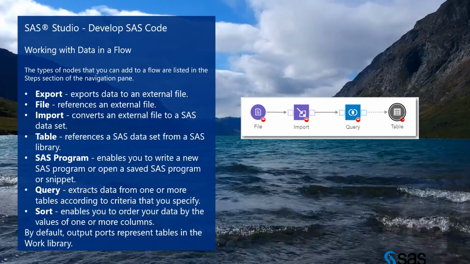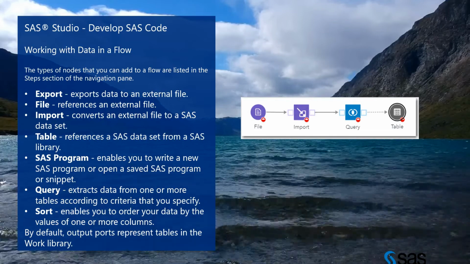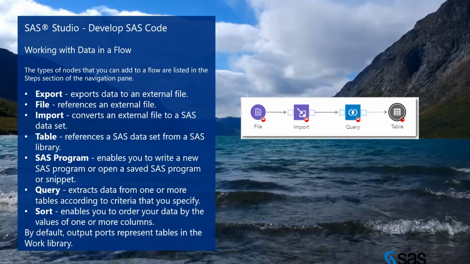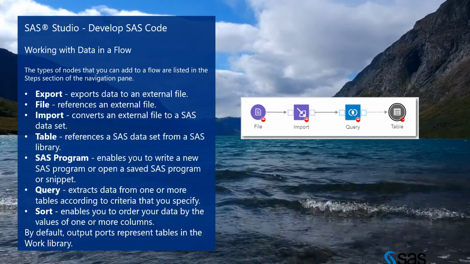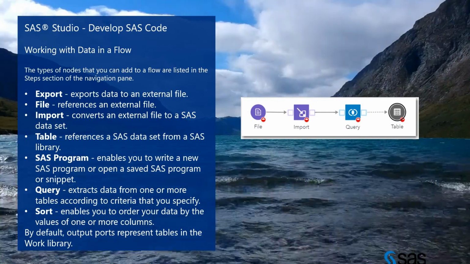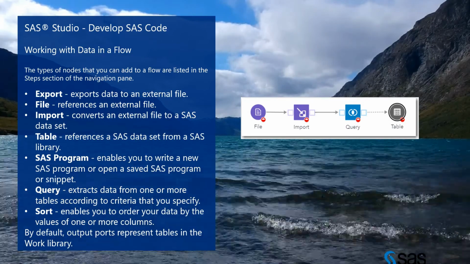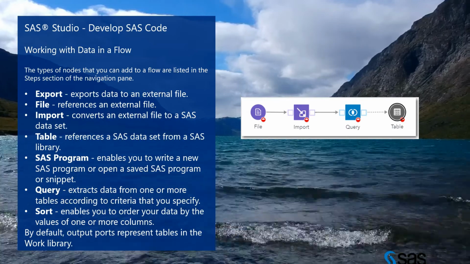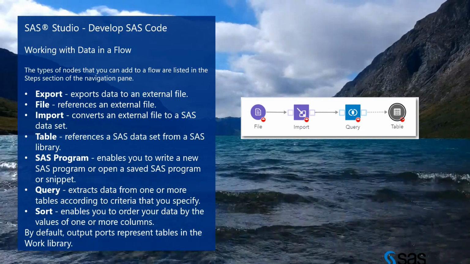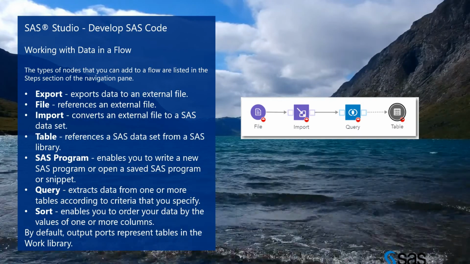For what is an export, what is a file, what is an import, all these steps have definitions I have given here. First is export, which exports data to an external file. Next, file is a reference to existing external files. Import converts an external file to a SAS data set. Table references a SAS data set from a SAS library. SAS program enables you to write a new SAS program or open a saved program or snippets. A query extracts data from one or more tables according to the condition that you specify. Then sort enables you to order your data by the values of one or more columns.